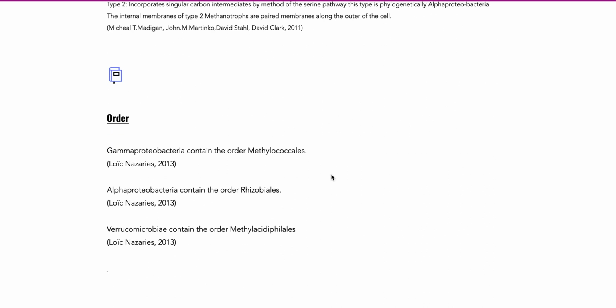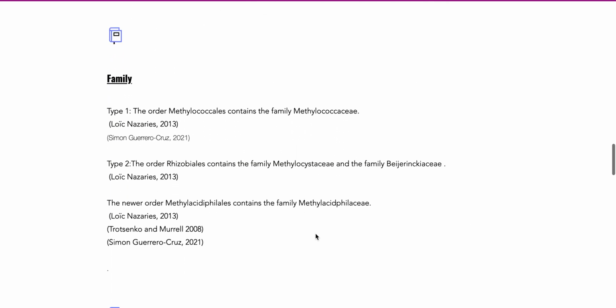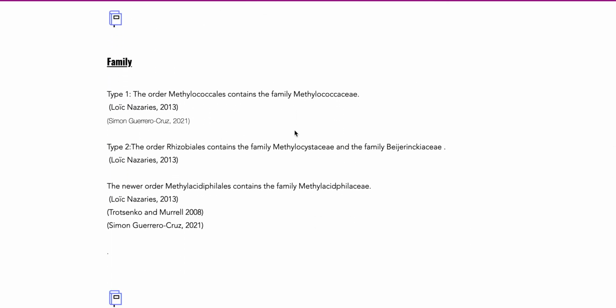And then you have it for orders. You have gamma proteobacteria being Methylococcales. You have alpha proteobacteria being Rhizobiales, and you have the newer Verrucomicrobiae having the order of Methylacidiphilales. So, in type 1 you have Methylococcaceae being the family, one of the families.